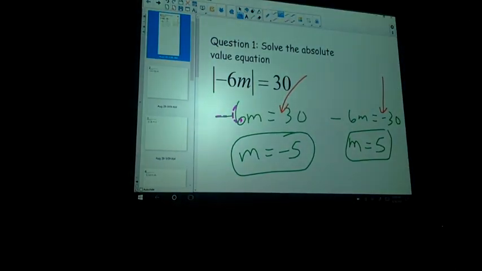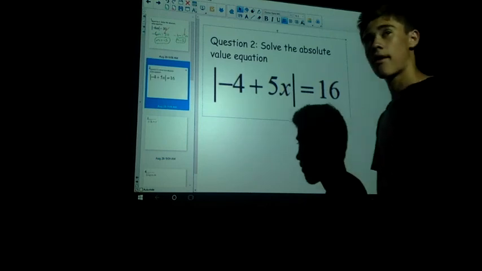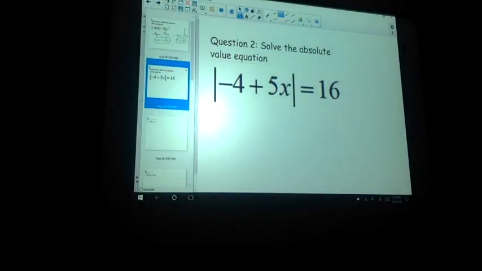All right, problem number 2. Try this problem on your whiteboard. Try that. And again, there's going to be two answers. So remember, inside of the negative 4 plus 5x, the negative goes with both. Stuck on this? Here's your starting point.